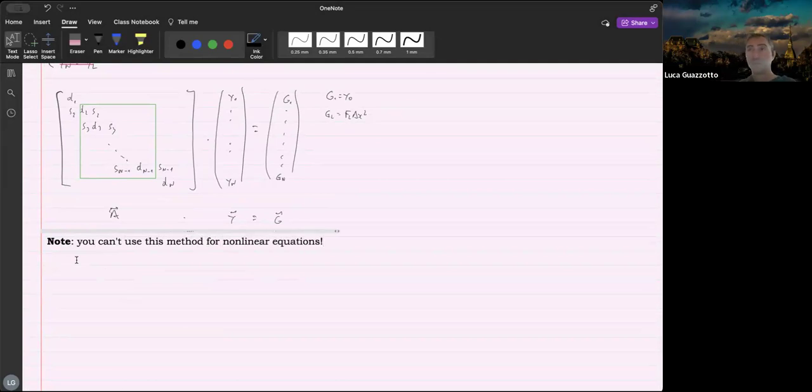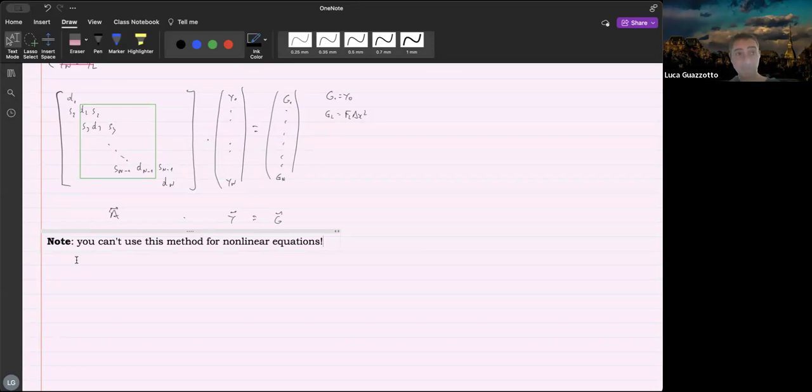Or at least not trivially, not as easily as we've done here. And the reason is that that will not give me a linear system. That's pretty much all there is to it.